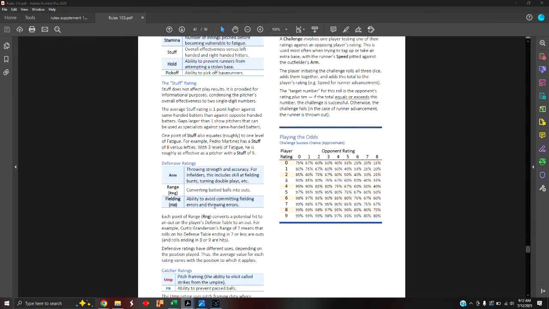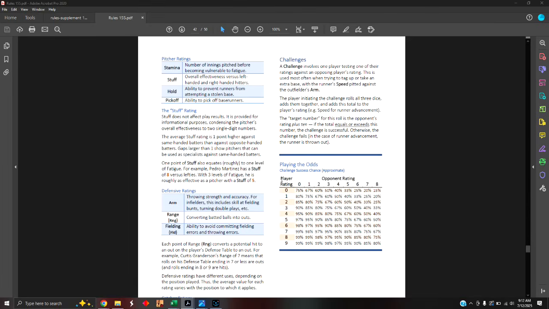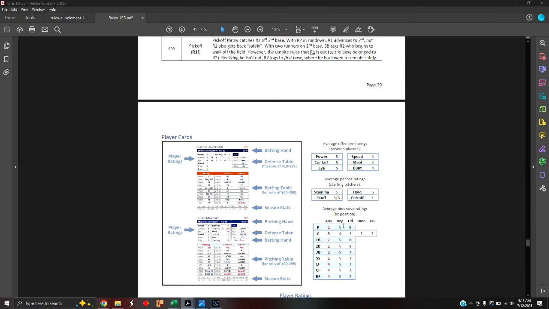Likewise, there's a little chart here on Playing the Odds that shows you the player's rating compared to the opponent's rating. And if you're challenging an outfielder's arm, if your speed is equal to the outfielder's arm rating, if the numbers are equal, it's a 75% chance of success, approximate. If the ratings are equal, but you can use this little chart to see what the benefits are if your rating is higher or lower than the opponent's rating. You get a good quick snapshot.